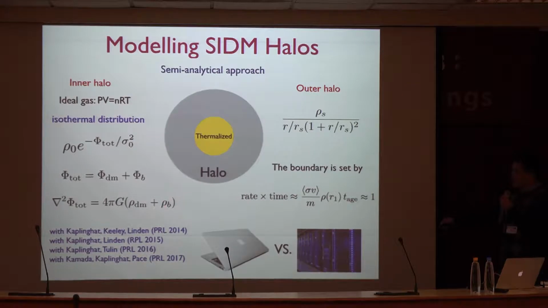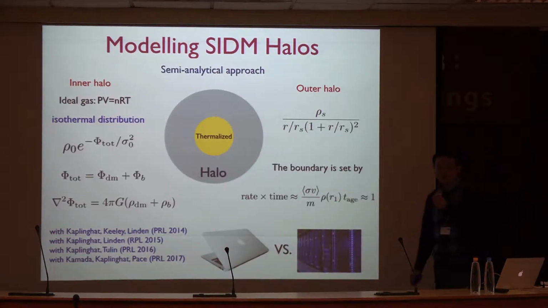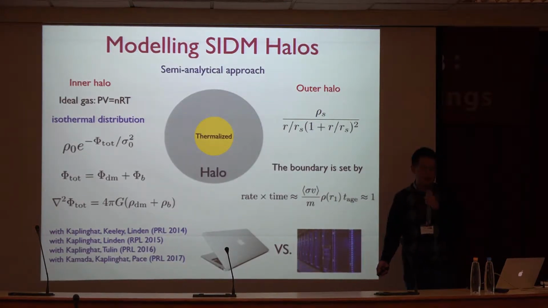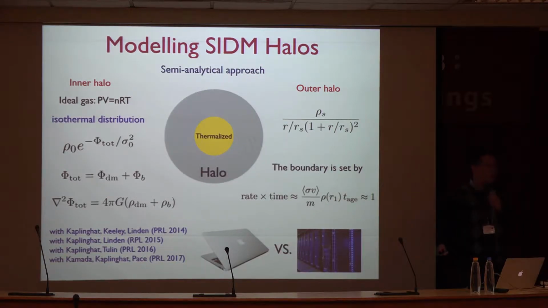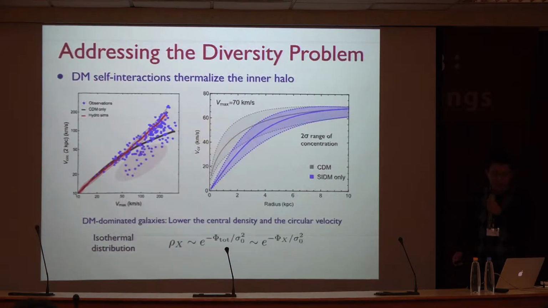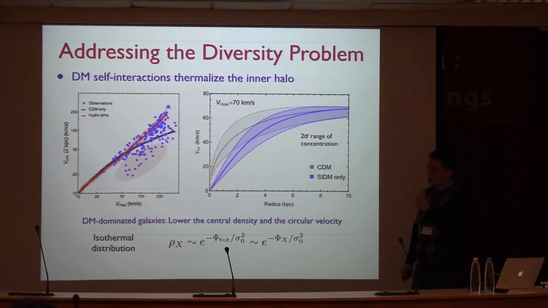For the baryon part, you know the baryon distribution from observations, and you can reconstruct the density profile and the potential profile. So all you need to do is solve this second-order differential equation to get the dark matter density profile. You can only do this in self-interacting dark matter. For CDM you cannot do it, because there's no thermalization picture. So we'll take this simple model to understand the diversity problem.